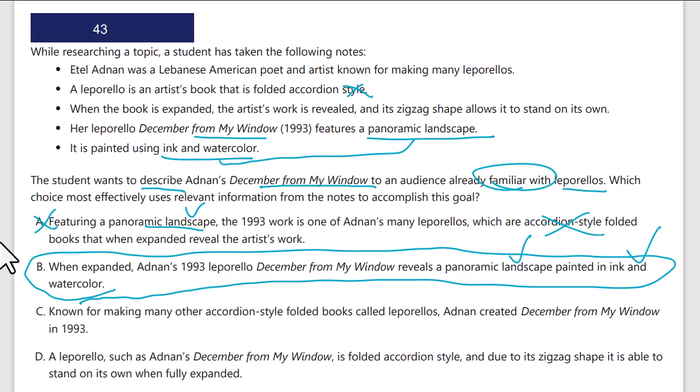We'll just check C and D. Known for making many other accordion-style folded books. No, here we're describing what a leporello is. We don't need to do that. A leporello, such as Adnan's December from My Window, is folded accordion style. Well, again, we're kind of describing what a leporello is. And due to its zigzag shape, it is able to stand on its own. No, it doesn't use the word leporello, but it's still describing what it is. So B is the best answer.